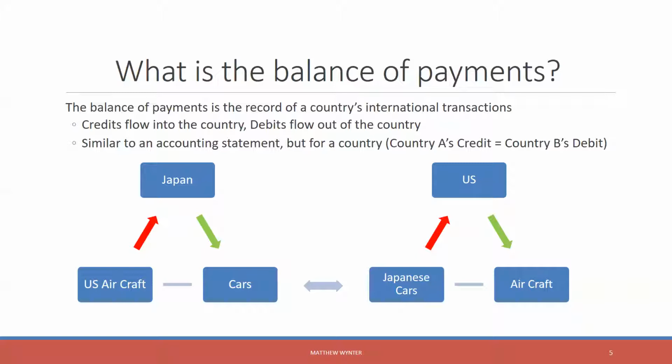Notice that we have a green arrow on the items that are leaving the country. That's because as you send those items out, your exports, money comes back in. So those are known as credits on the balance of payments.